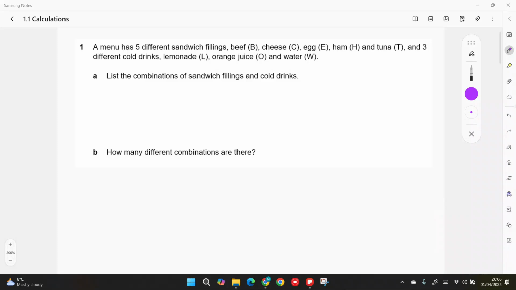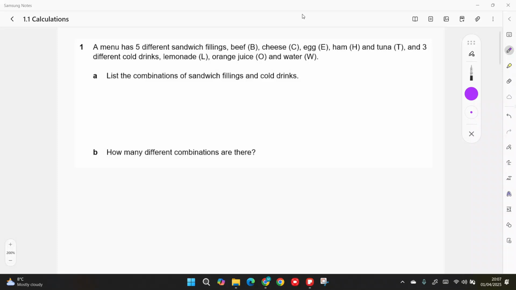For this first question, we are being asked to look at a menu that's got 5 different sandwich fillings: beef, cheese, egg, ham and tuna, and 3 different cold drinks: lemonade, orange juice and water. Each of the sandwiches has been given a letter, as well as the drinks. Part A asks us to list the combinations of sandwich fillings and cold drinks.